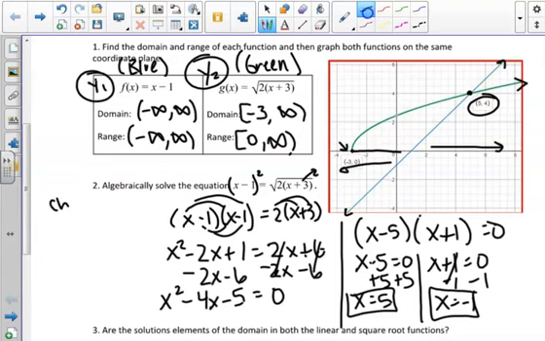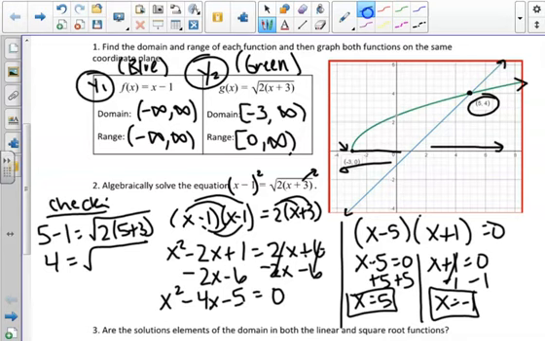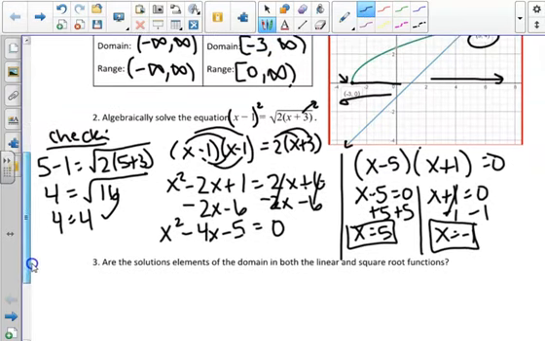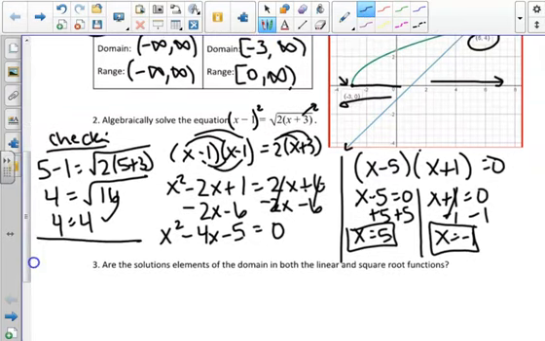So let's do a check before we try and find our y values. I'm going to start with 5. I need to make sure that 5 minus 1 equals the square root of 2 times the quantity 5 plus 3. 5 minus 1 is 4. And 8 times 2 is 16, and the square root of 16 is 4, so 5 checks. Let's now check negative 1. Negative 1 minus 1 must equal the square root of 2 times the quantity negative 1 plus 3.